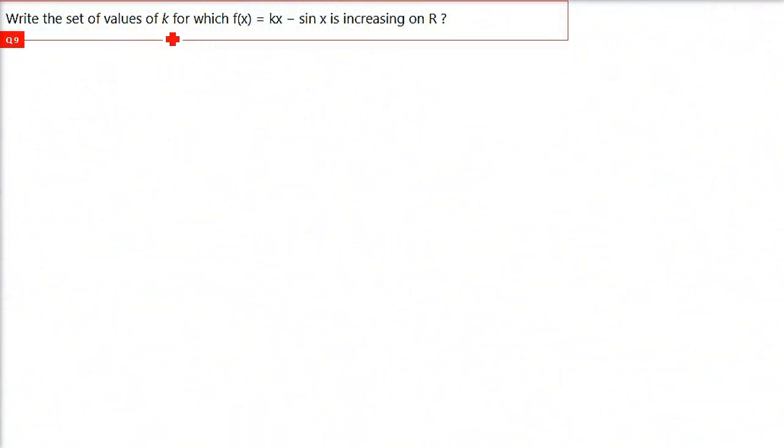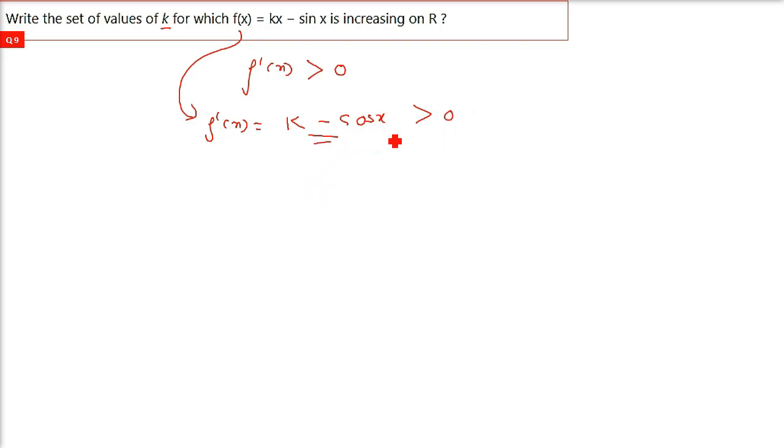Write the set of values of k for which f(x) = kx minus sin x is increasing on R. So increasing means what? It should be greater than 0. What should be greater than 0? The differentiation should be greater than 0. f dash x should be greater than 0. So first of all, we find the differentiation here. Kx differentiation is k. Sin x differentiation is cos x. So k minus cos x, this is what we got. And increasing means this expression should be greater than 0. What does it mean?